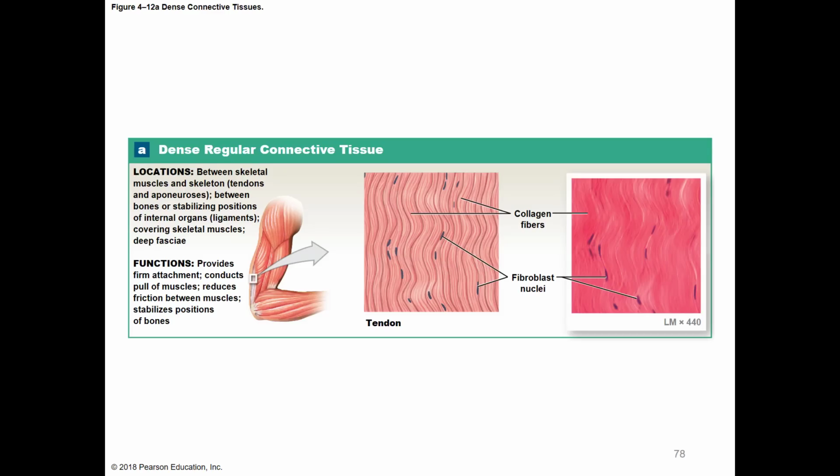So here's a great view of why we call it regular, dense regular connective tissue. So if you see here, we can see some specialized cells in there, these little dark nuclei of the fibroblast. But mainly what we see is a ton of fibers. You can't even see the ground substance here because there's so many fibers. These are collagen, and if you notice, they're all running in the exact same direction, parallel, which is why it's called regular, because it has a nice, neat, organized pattern.